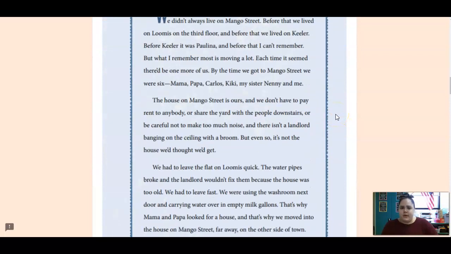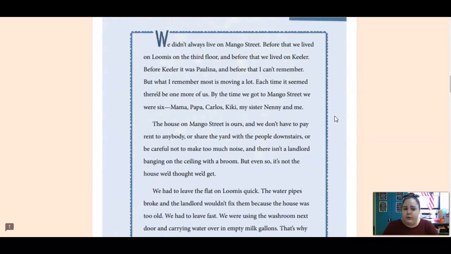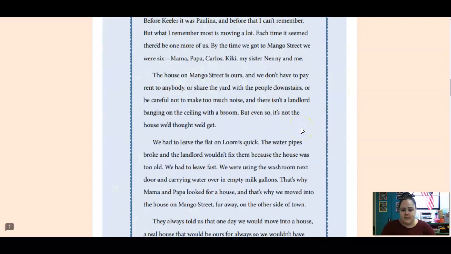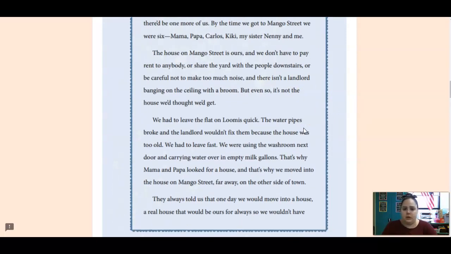All right. We didn't always live on Mango Street. Before that, we lived on Loomis on the 3rd floor, and before that, we lived on Keeler. Before Keeler, it was Paulina, and before that, I can't remember. But what I remember most is moving a lot. Each time it seemed there'd be one more of us. By the time we got to Mango Street, we were 6. Mama, Papa, Carlos, Kiki, my sister Nenny, and me.